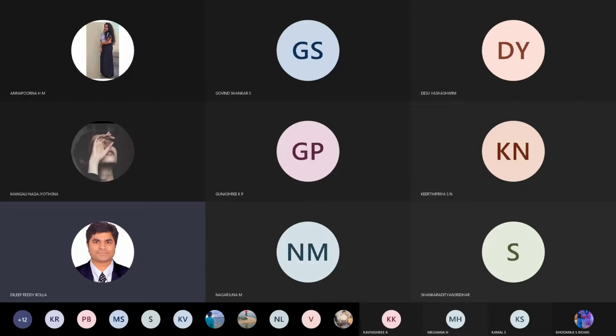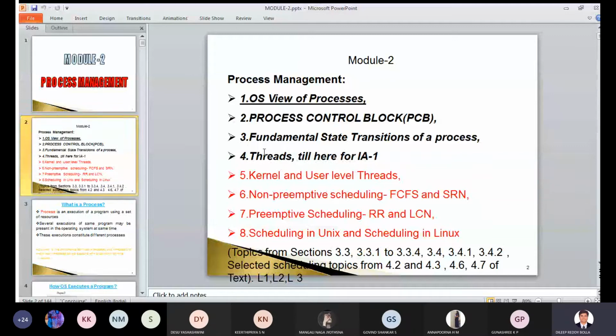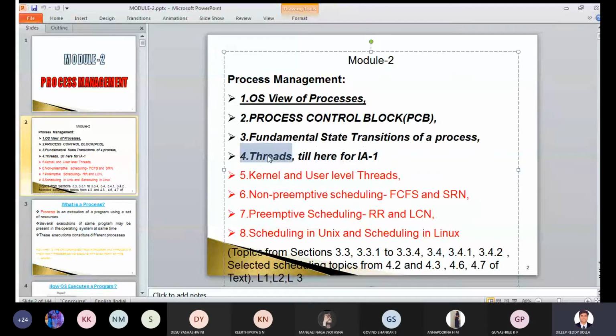So in this module 2, we have covered up till threads. So till this part we have covered up already. What is being required for your internals, it has been covered. Okay. And the questions I'll give you. The questions are very simple, straightforward questions.